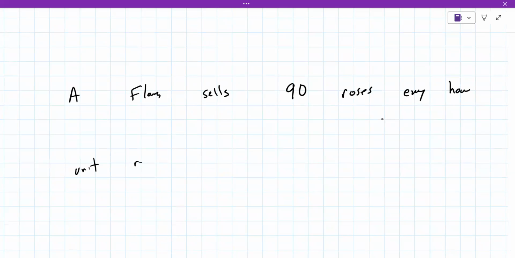Okay. All right, so a florist sells 90 roses every hour, every 60 minutes. I want the unit rate in roses per minute. I can't remember how to do unit rates right now. I was focusing on doing equivalent fractions lately. You focus on the units. So grab the number that corresponds to the roses, 90, and divide by the number that corresponds to the minutes, 60.